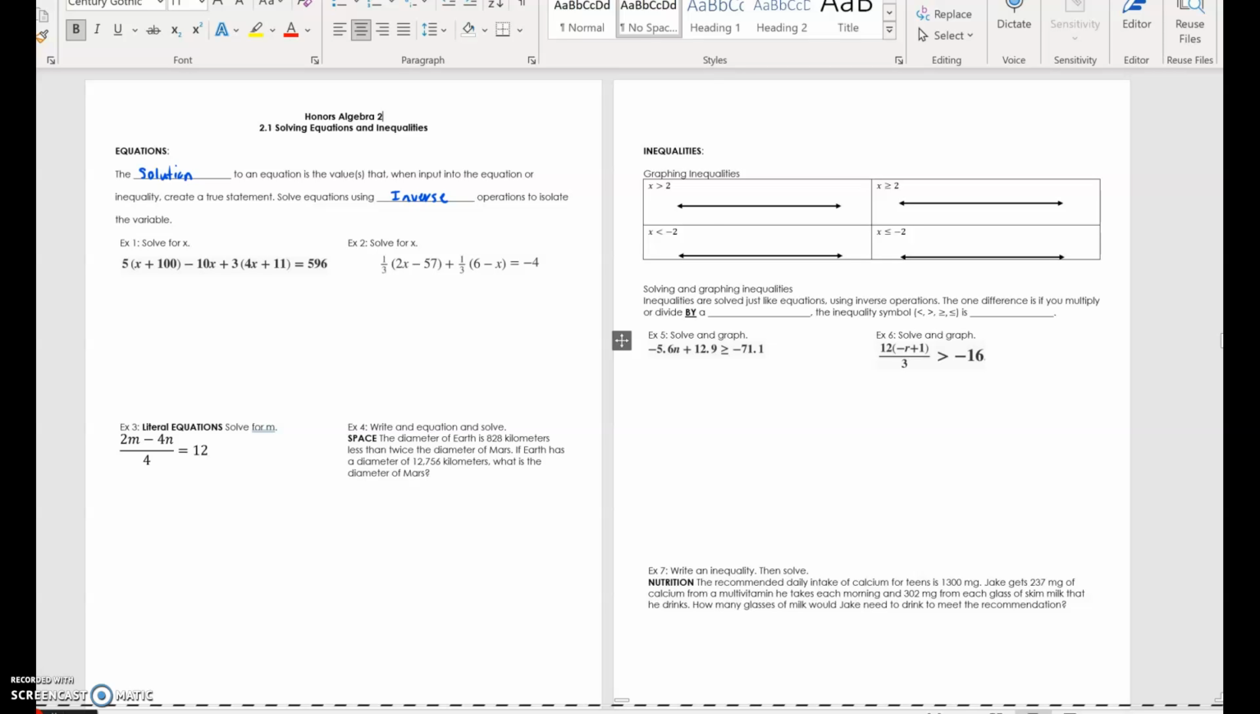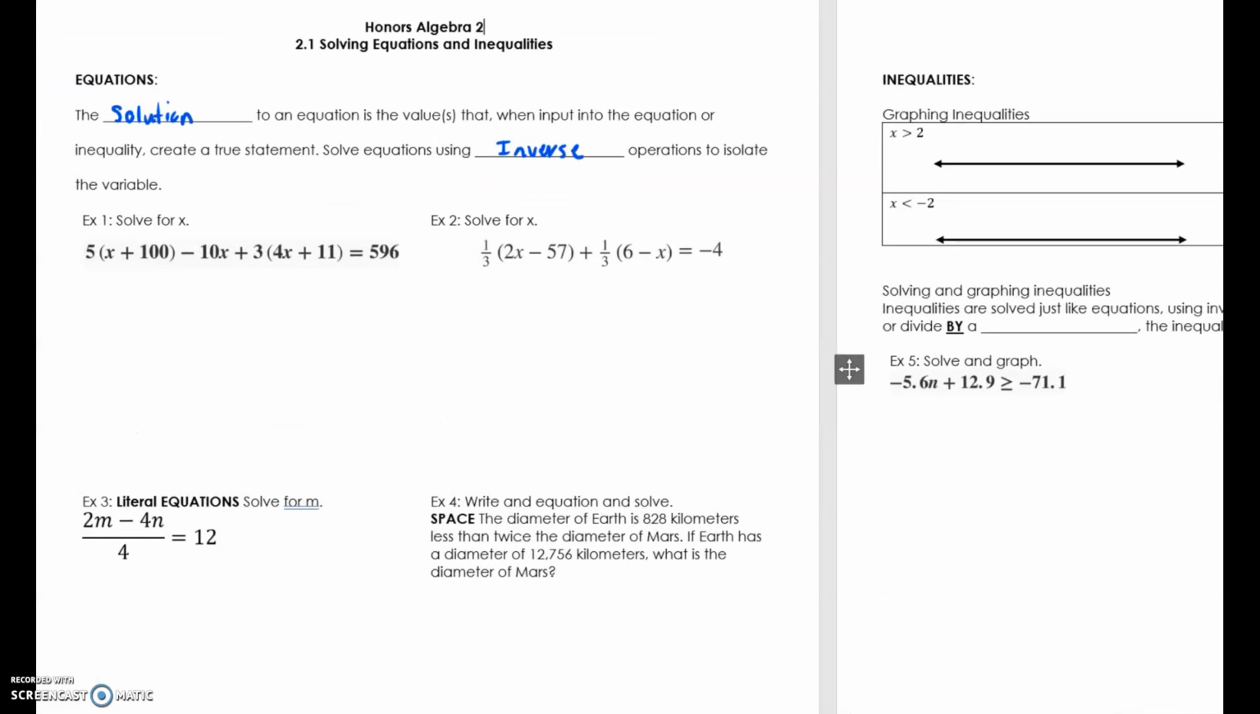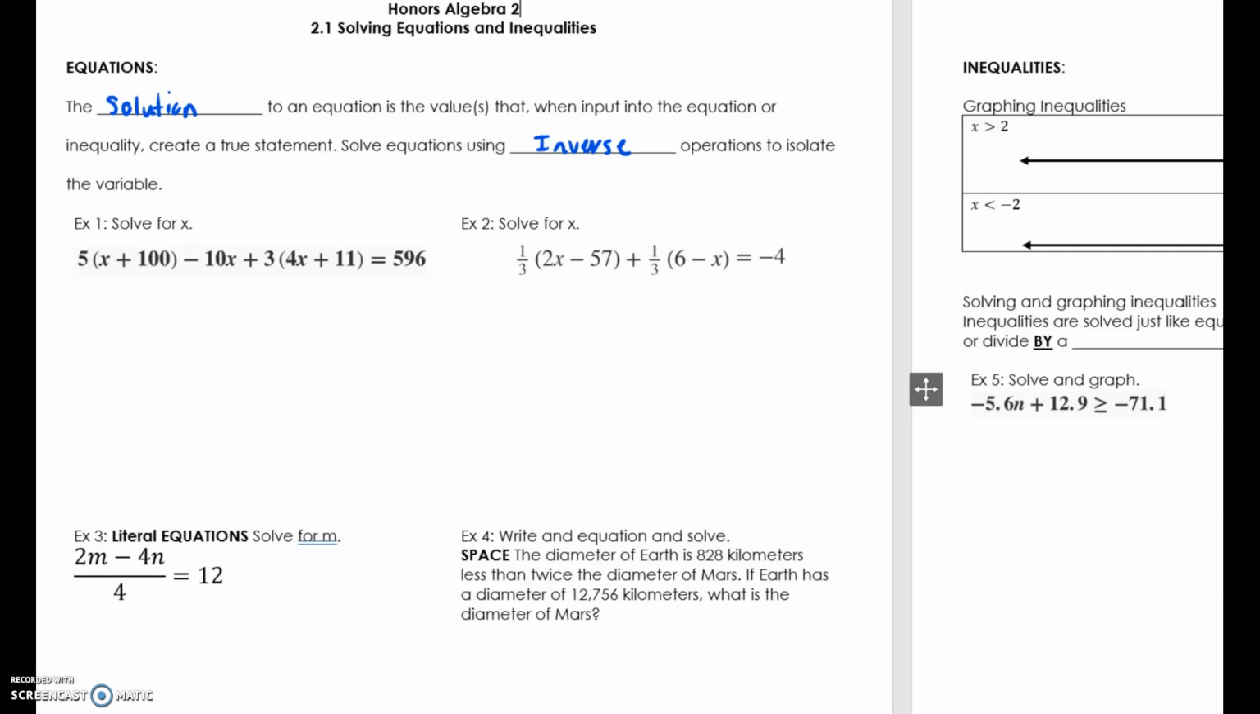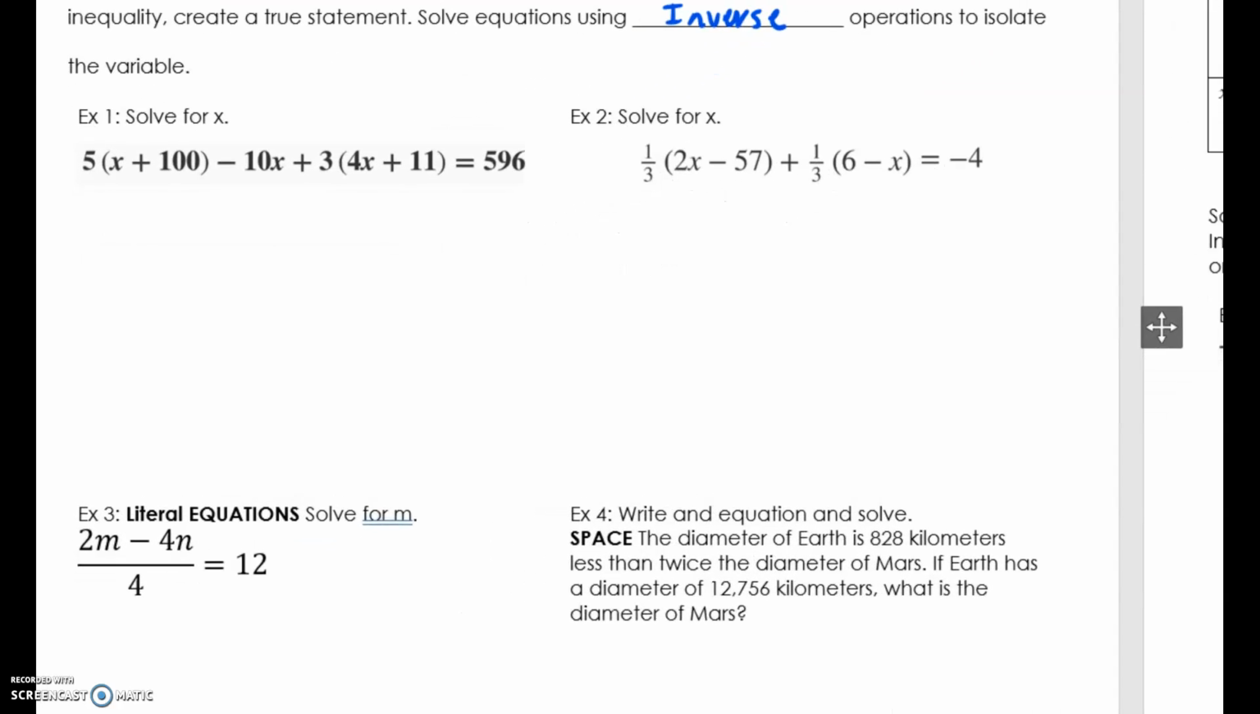In this video, we're going to go over section 2.1, solving equations and inequalities. Make sure as you are watching this video, you're following along with the worksheet. As I said, we are solving equations. We're looking for the solutions, and the way that we do that is by performing the inverse operations to isolate the variable. Let's go ahead and jump into example 1.